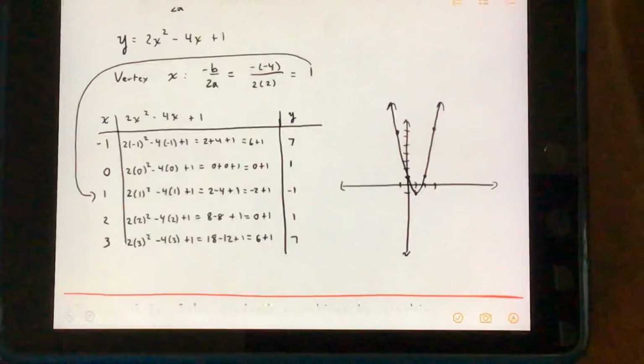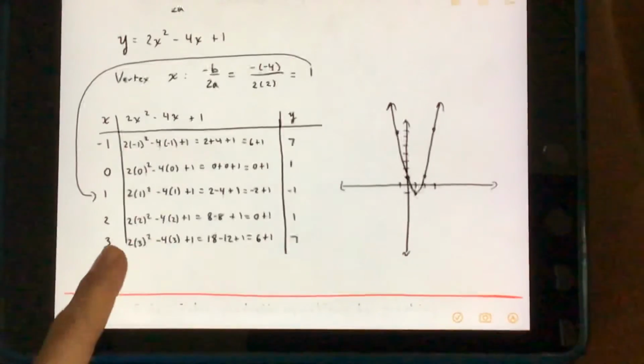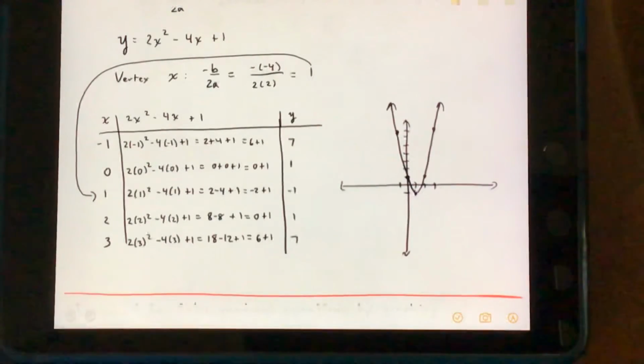So here's our vertex. X is negative b over 2a. Our values are negative, negative 4. Since b is a negative number and there is a negative sign on b, negative, negative 4 for our numerator. Down in the denominator then, our 2a will be 2 times 2. Simplifying, negative, negative 4 over 2 times 2 gives us 1. That then is the vertex of our parabola.